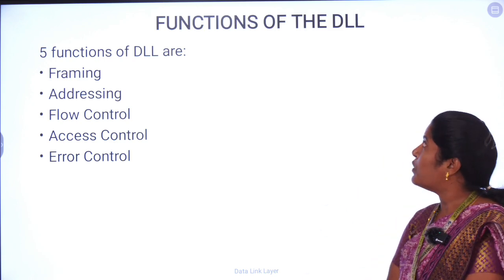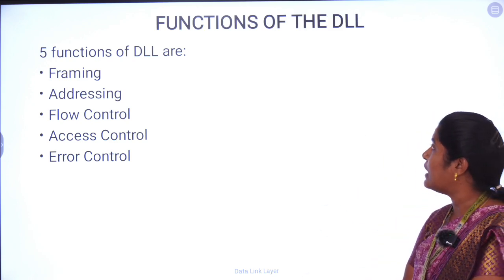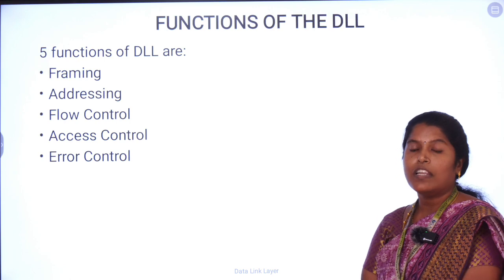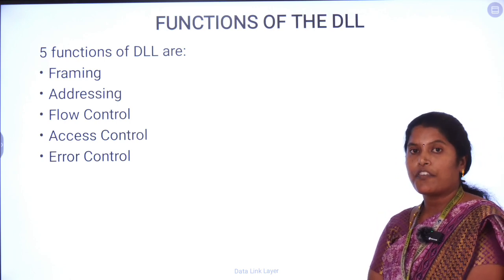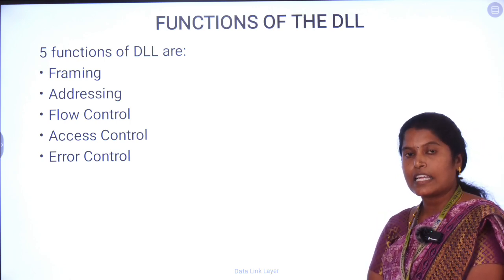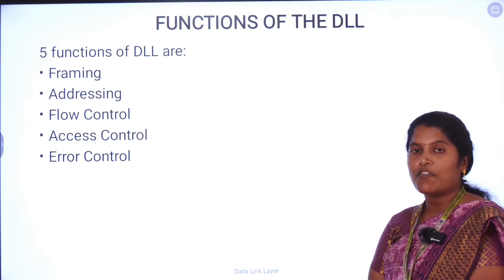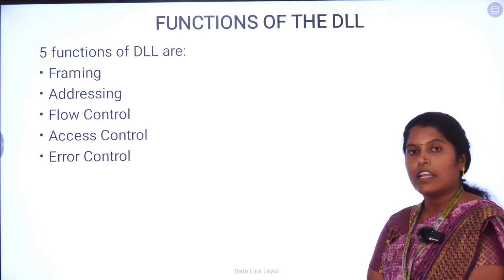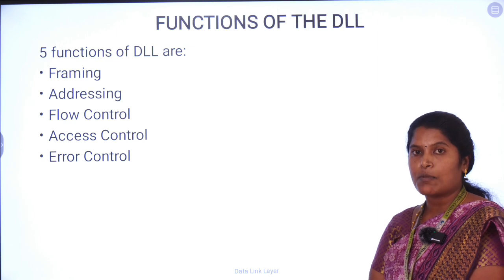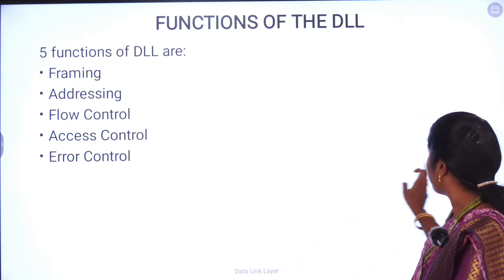Next, let us discuss about the functions of the data link layer. There are 5 functions of the data link layer. They are framing, addressing, access control, error control, and flow control. Let us discuss each and every function of the data link layer in detail. First, let us discuss about the framing function.